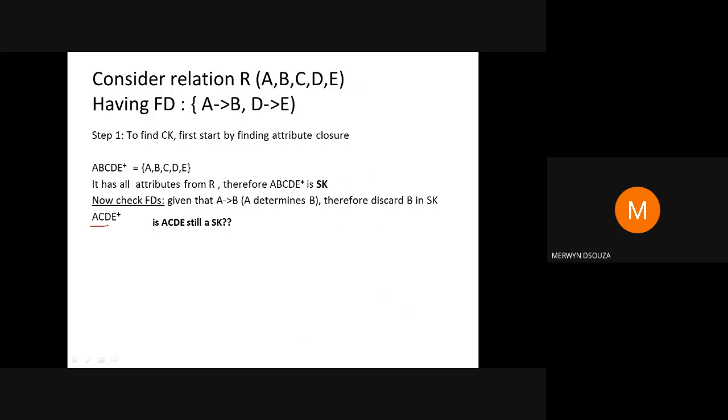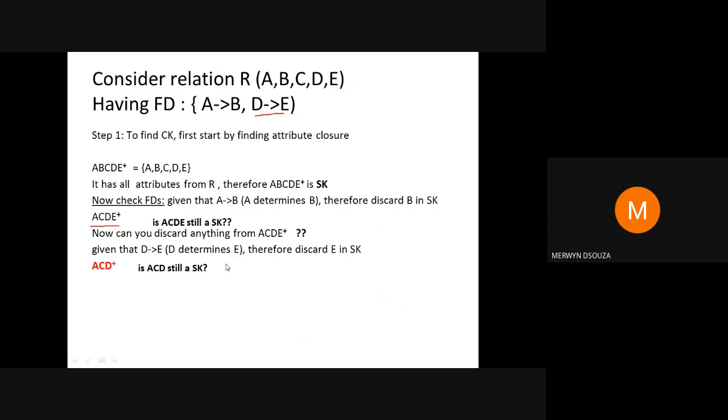Given this super key, is there any functional dependency by which we can eliminate or discard any attribute from here? Yes, we have one more functional dependency, D determines E. Using that we can discard E from ACDE. Using the functional dependency D determines E, we discard E from here, and when you discard E, we get ACD.